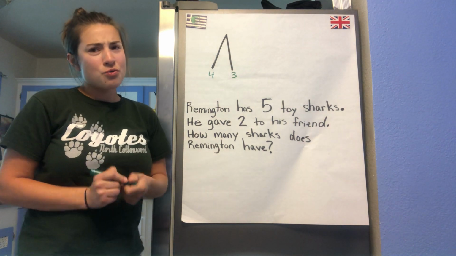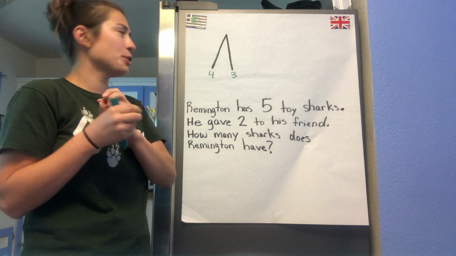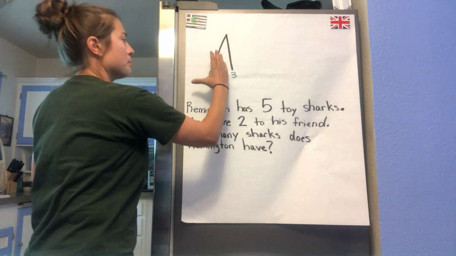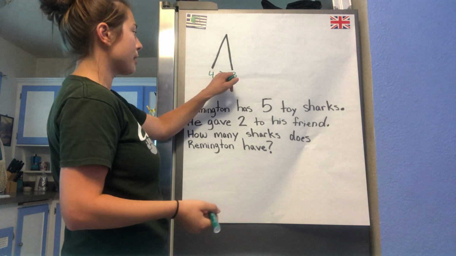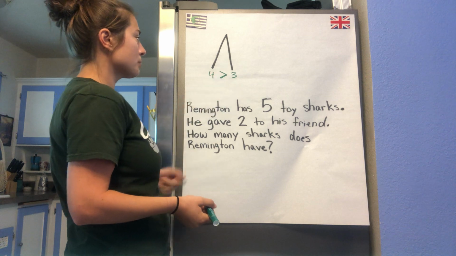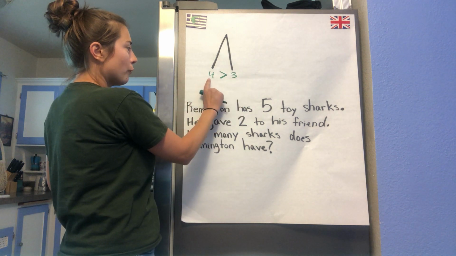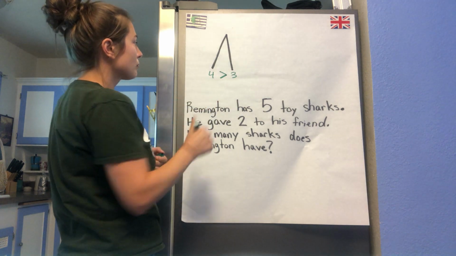Oh, I know that 3 is right before 4, so that means it's a smaller number. The alligator is very hungry, wants to eat the bigger number. So, I'm going to write the alligator mouth opening toward the bigger number, and we're going to read it left to right. 4 is greater than 3.